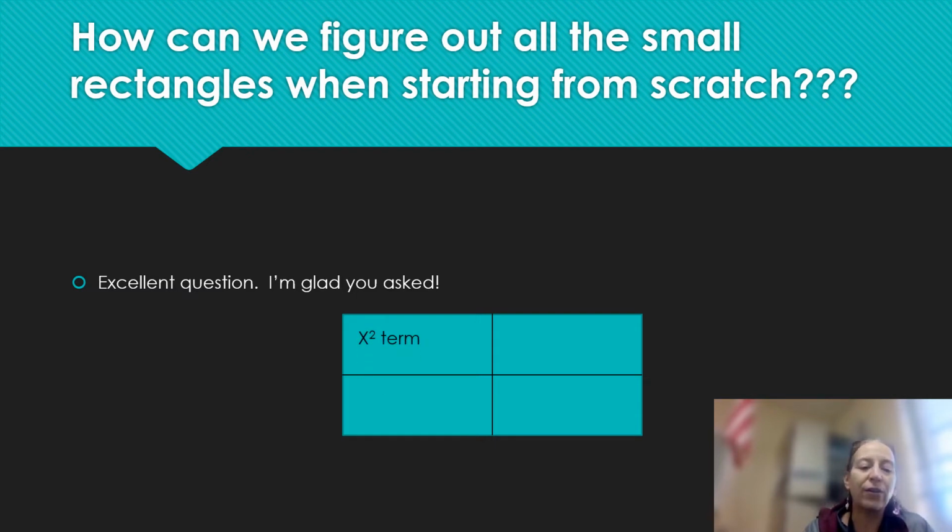Well, your x squared term is going to go in the upper left. So whatever your x squared term is, that goes in the upper left because it comes from the multiplying of the two x's. The constant term goes in the lower right. And that's because if you have something like 2x plus 3 and x plus 4, 3 times 4 is going to give you a constant term. It's always going to be in the lower right. And if you have an x times another x, it's going to give you the x term. The tricky part is figuring out what goes in these two boxes.